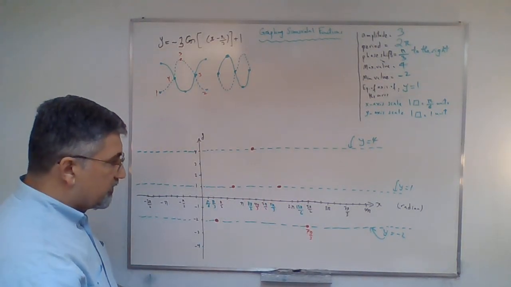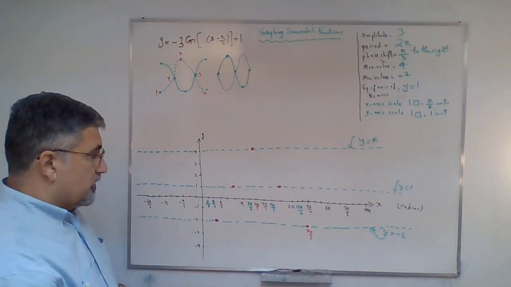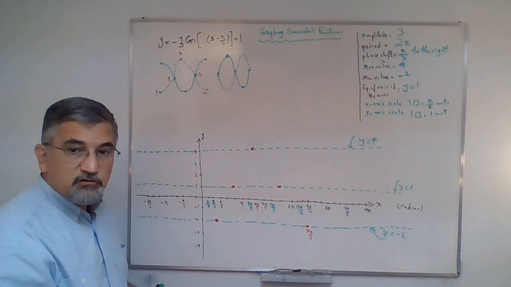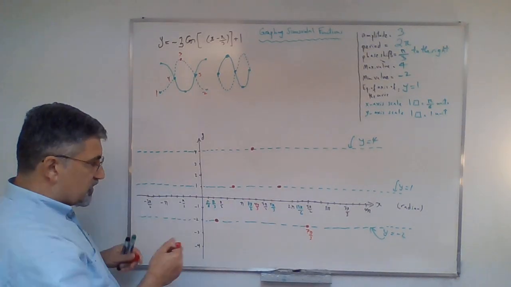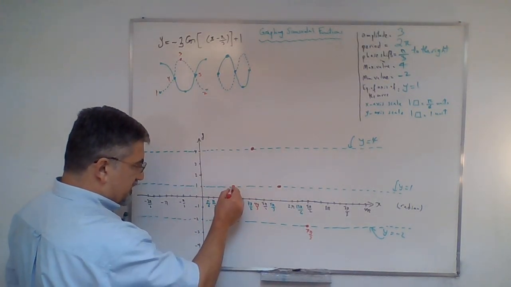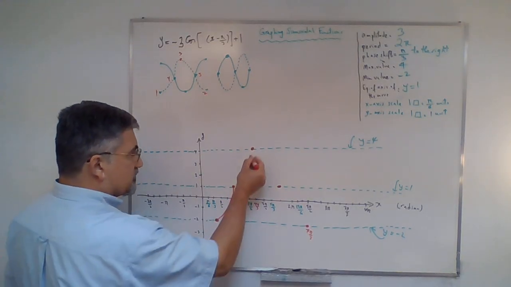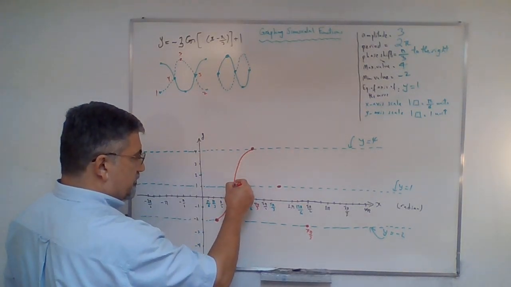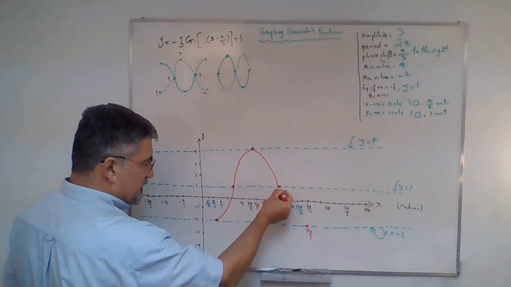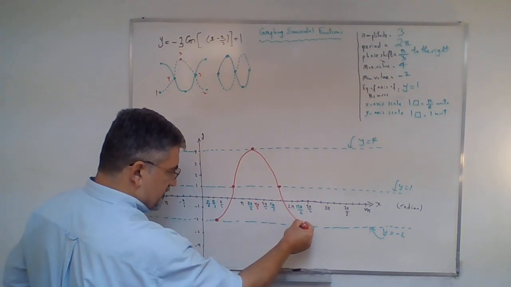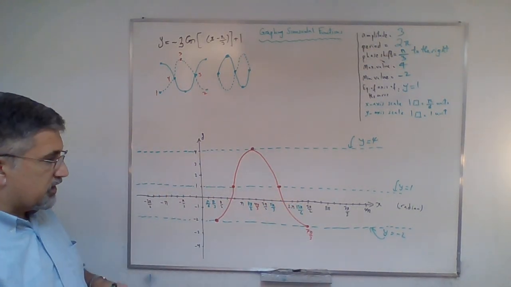Okay, so now it's time to draw a smooth curve passing through these points, and we know the general shape is like sinusoidal, wave shape kind of curves. So this is going to be the approximate shape of this graph. That's how it's going to look like.